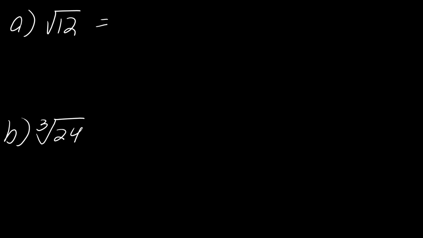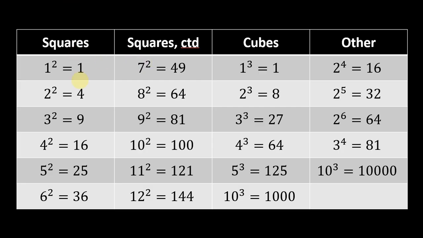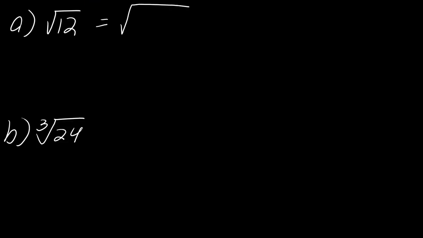Well, I can break down a radical using a special property of radicals. I want to think about the perfect squares that divide into 12. If I go to this chart and focus on the squares, what is the largest perfect square that divides into 12? What you're looking for is this part of the column here. Which one of these numbers divides into 12? That would be 4. So 12 can be rewritten as 4 times 3.